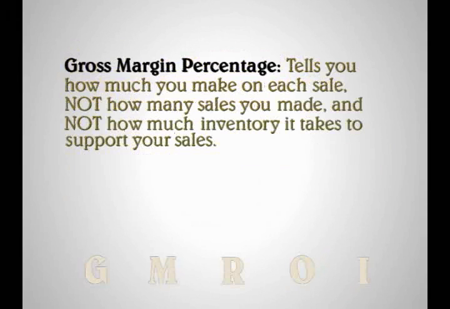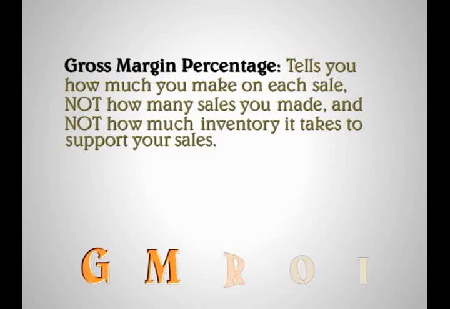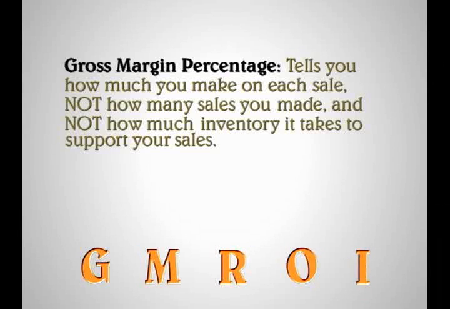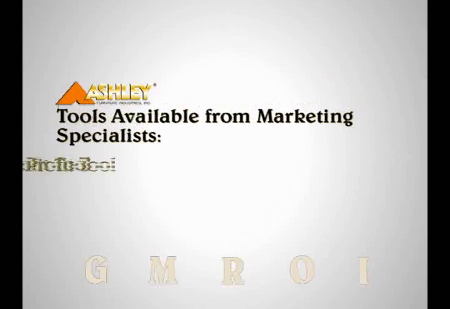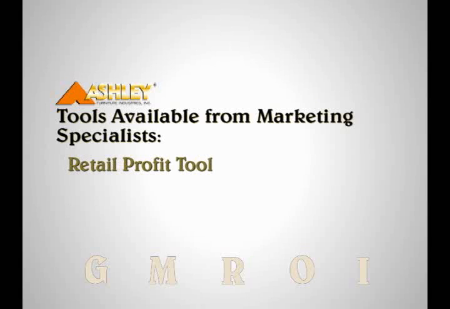Gross margin percentage tells you how much you make on each sale, not how many sales you made, and not how much inventory it takes to support your sales. Stock turns tell you how many times per year you turn your inventory, but not how much you make on it. The Retail Profit Tool can help you with these calculations.